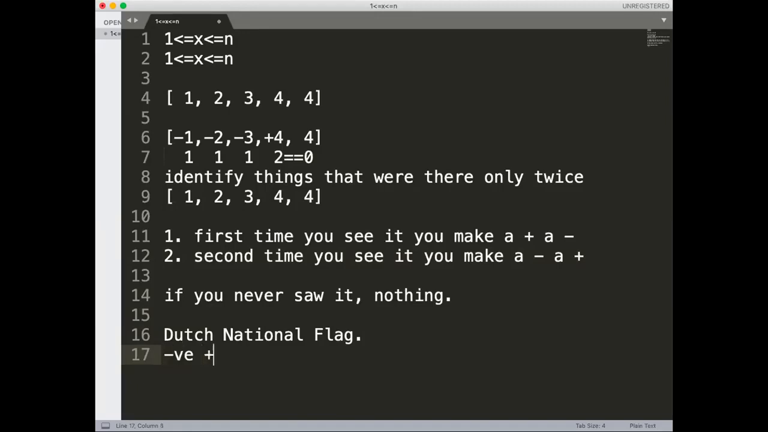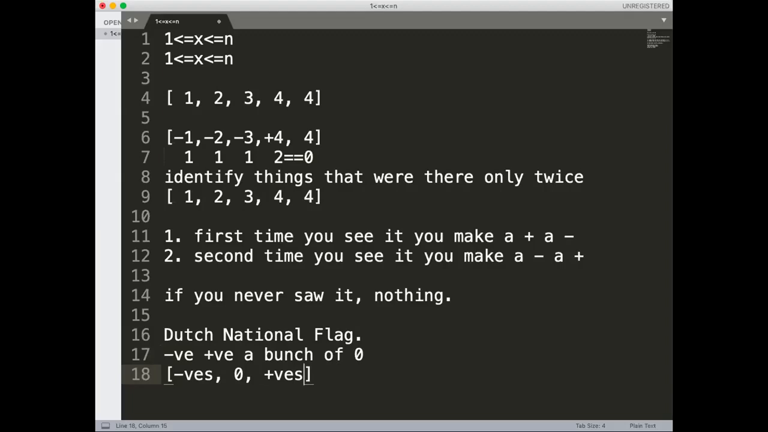So the Dutch national flag question is essentially: I give you an array of numbers which have negative numbers, positive numbers, and a bunch of zeros. And I want you to actually sort this array to some extent so that all negative numbers come together, then all the zeros come together, and all the positive numbers come together. It's one of the ways of doing this.